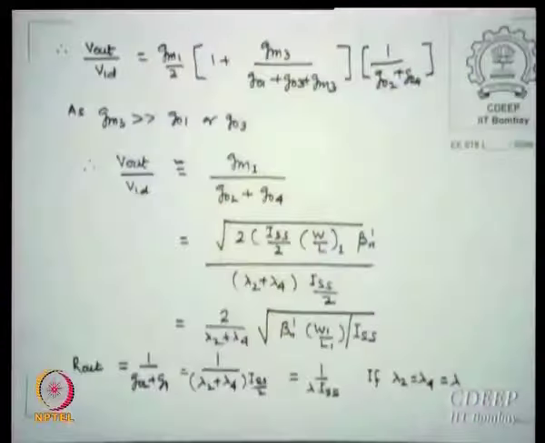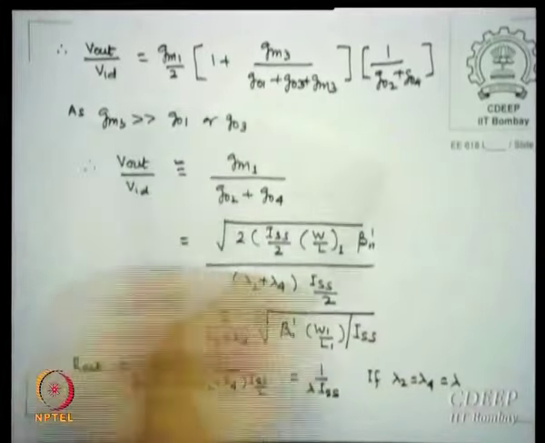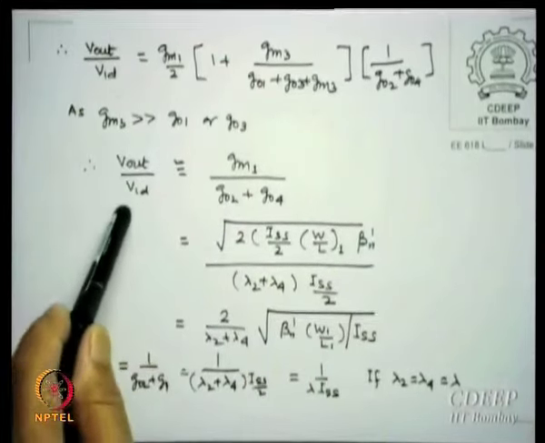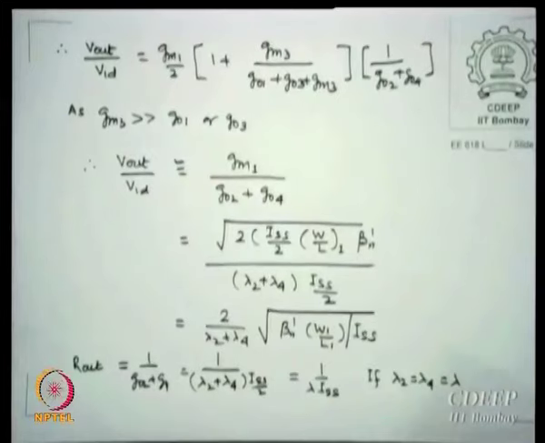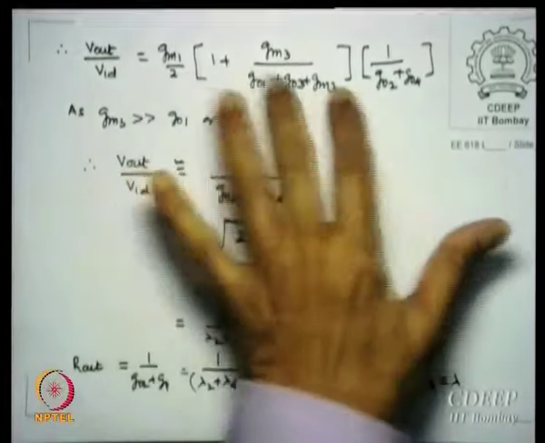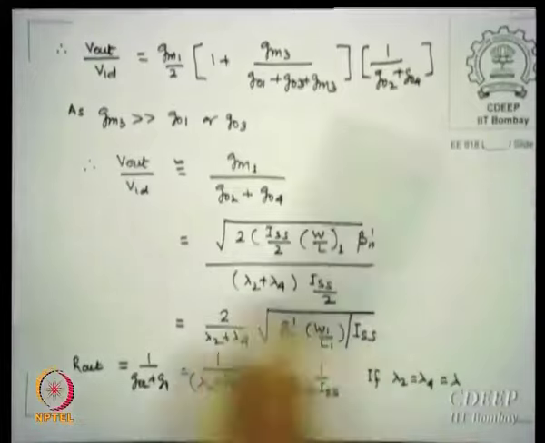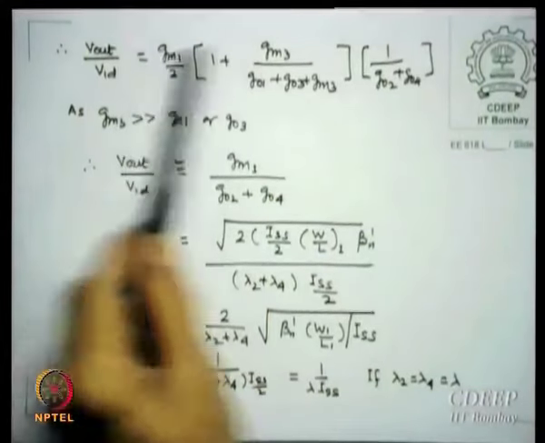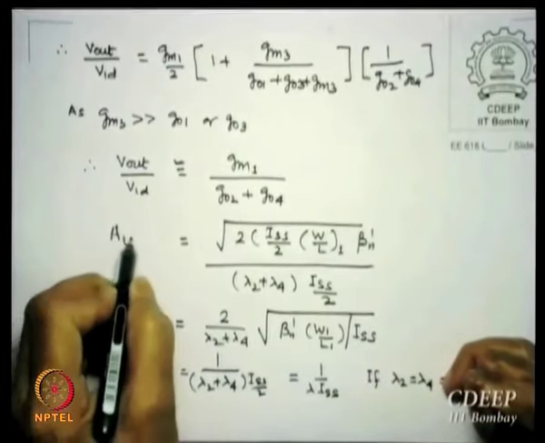Is that okay? So, I divide this VO by VID, and then I get this expression, and then I start putting GM3 is much larger than GO1 or GO3, and therefore, I neglect those terms. So, I get VO by VID, which is GM1 upon GO2 plus GO4, okay. Is that clear? If I neglect these two terms, this becomes 1, GM3 by GM3, this becomes 2, this 2 cancels. So, GM1 upon GO2 plus GO4 is essentially your difference gain, AVDM.